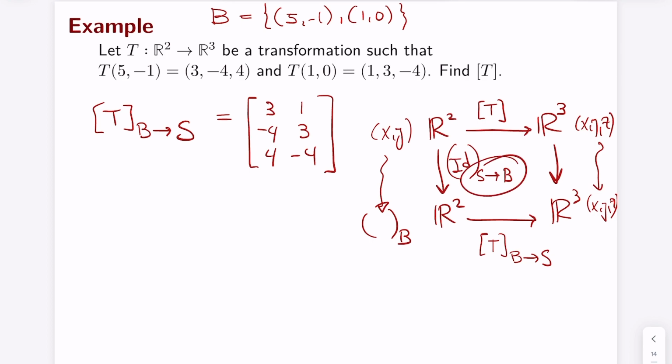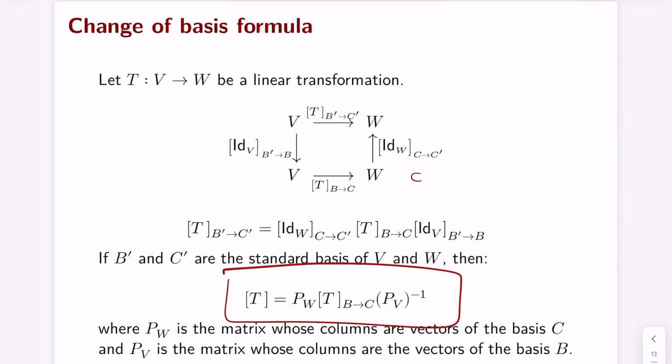So this is the identity in the direction that we don't like, right? Because standard to B is not good. It's B to standard that is good. So what we're going to do is calculate the inverse of that. Okay, so let's just use directly our formula.